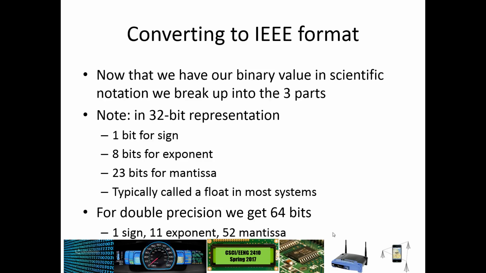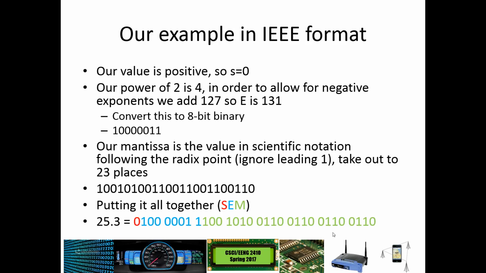In some programming languages, we also have what are called doubles or double precision values. In that case, we get still 1 sign bit, but now we have 11 bits to use for the exponent and 52 to use for the mantissa. So that allows us to represent some larger values and also to have more precision on the values that we represent. So in our example, we have a positive value, so s goes to 0.